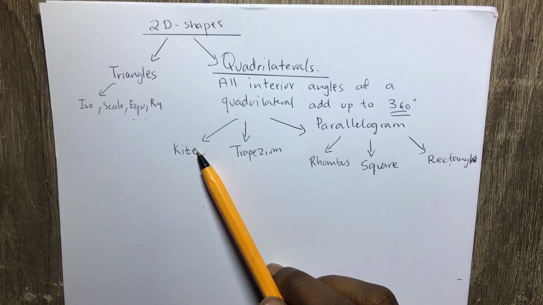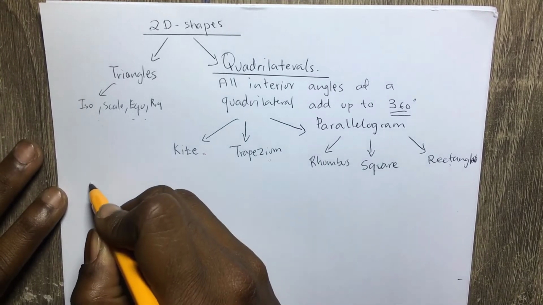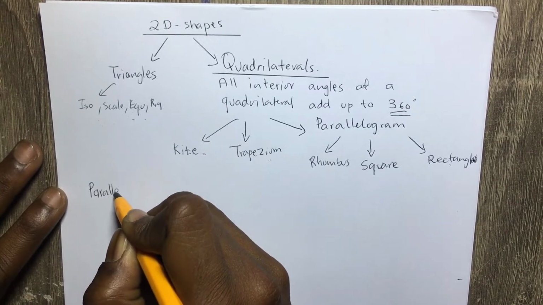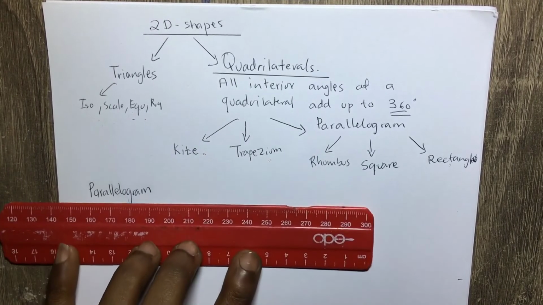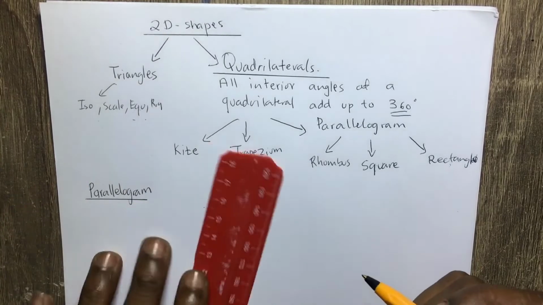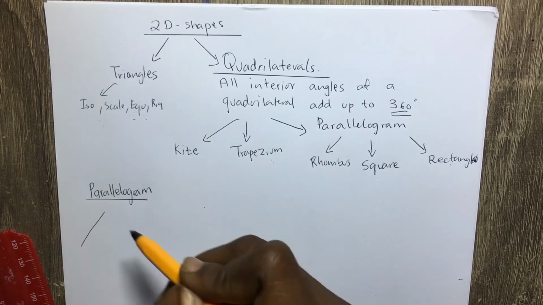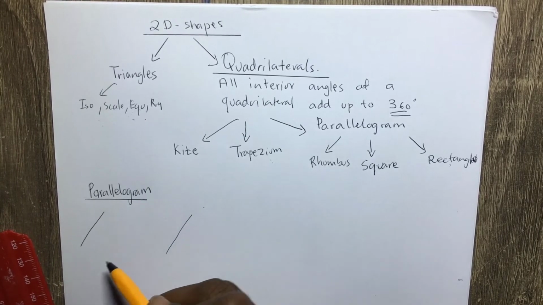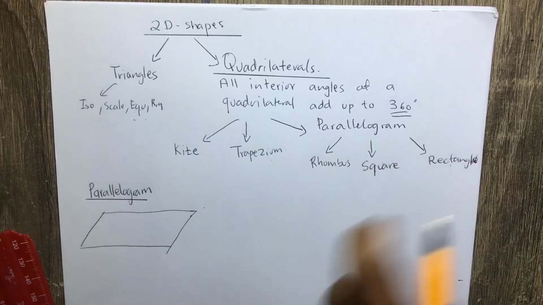Can you all see? Let's start with the first one. The most basic one that we can start with is the parallelogram. I'm going to try to draw it here. Okay, it's not drawn up to scale, but I'm sure you can see. So the parallelogram is a shape that is like that.